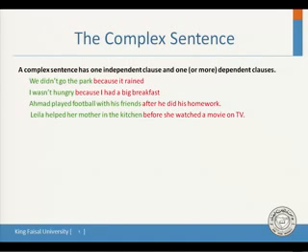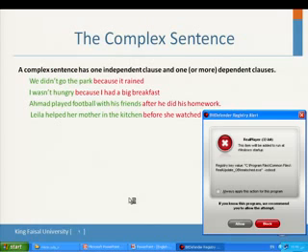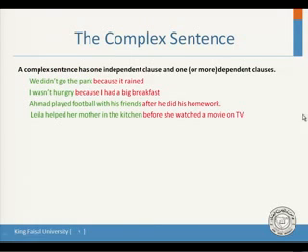Now look at these four sentences again. Can you see that the dependent or the independent clause comes at the beginning of the sentence? We didn't go to the park. Do we have a comma? We don't have a comma. I wasn't hungry. No comma. Ahmed played football. No comma again.